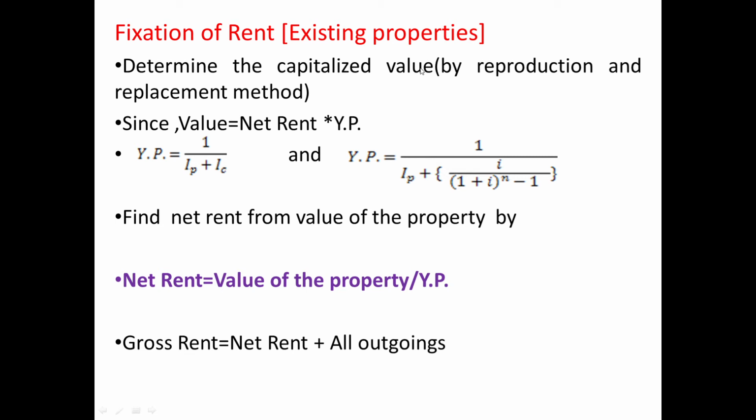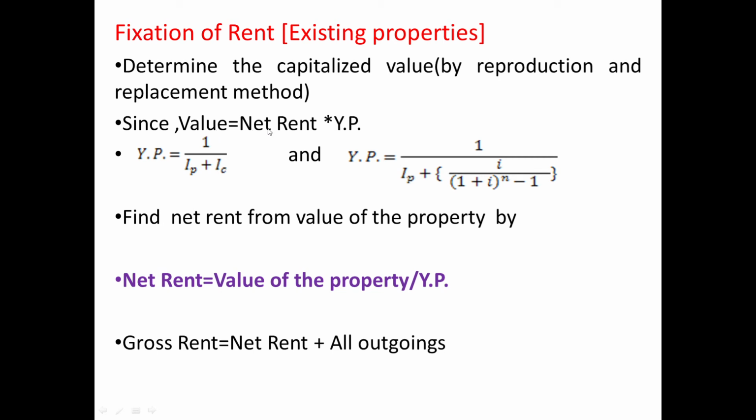Then there is the next topic, that is, we can fix the rent that can be applied for the property. Now here let us first consider the existing property. The property is existing, and we have to work out the standard rent that can be applied if we want to use that property on a rental basis. That means the property will be given on rent to other persons, and we will be receiving the rent from that property.